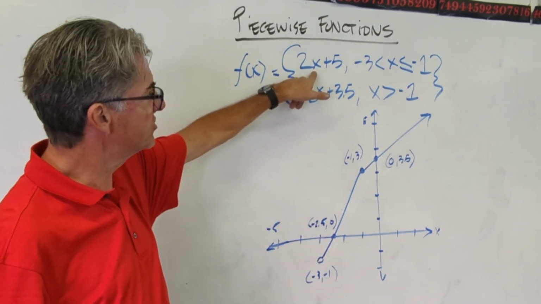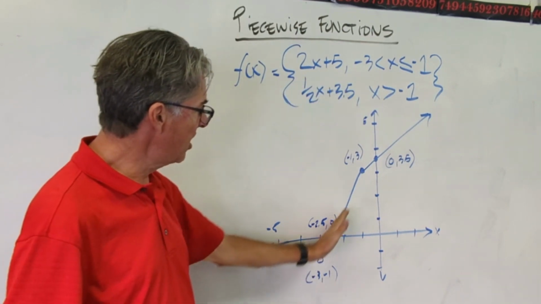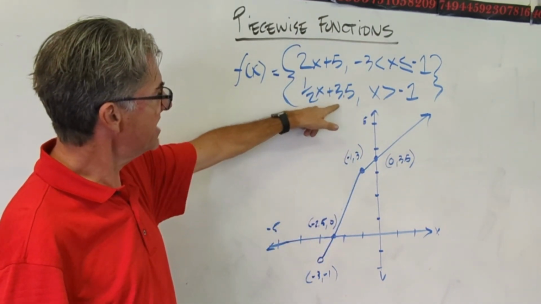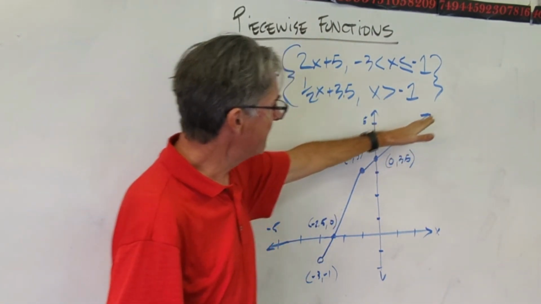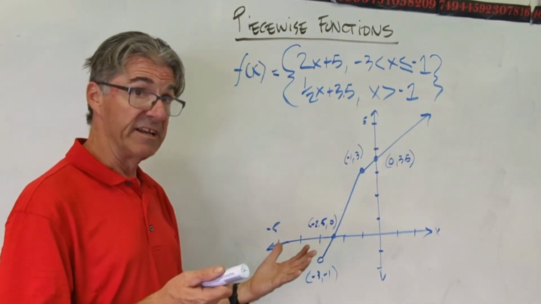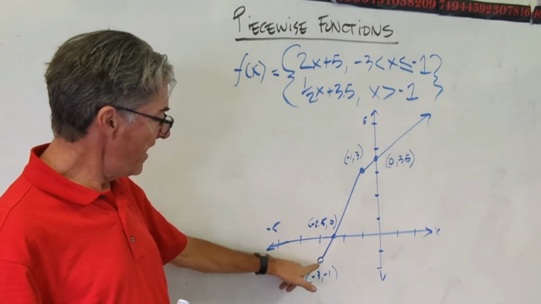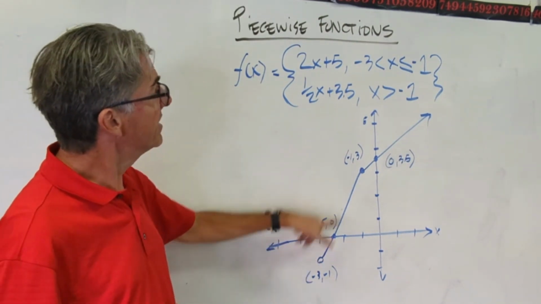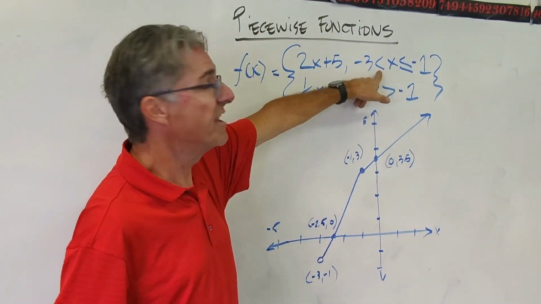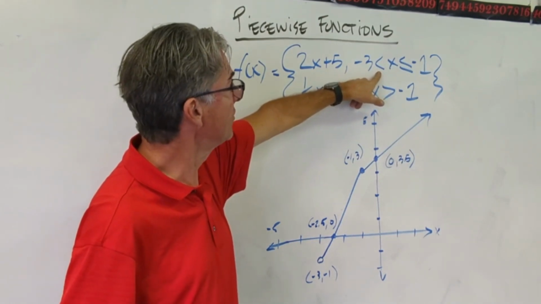That's the first one, the 2x plus 5, cruising along like that. And then I wind up with my second one cruising along like that for its domain. Okay? So check this out. There's a couple subtleties. That's an open circle because x is greater than -3. It's not greater than or equal to.